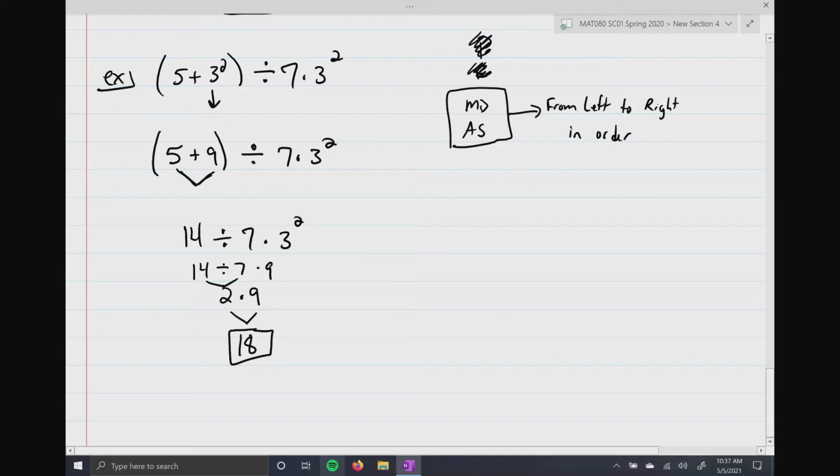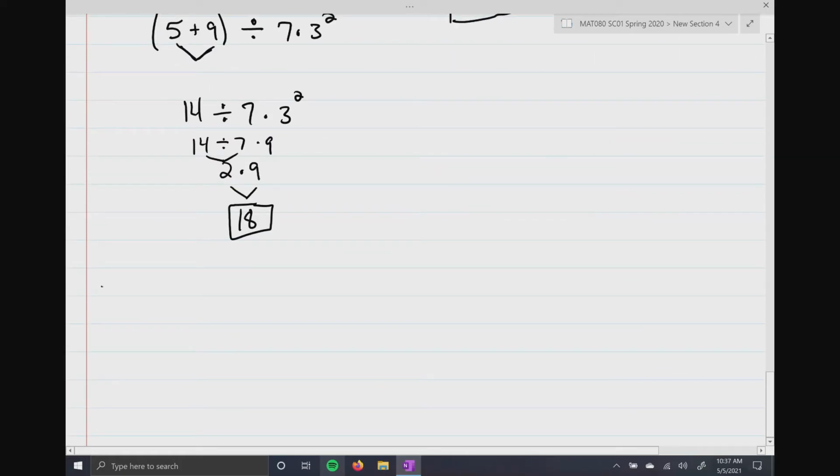Does that make sense, everyone? Are there any questions so far? All right. So our next example, we are still simplifying.